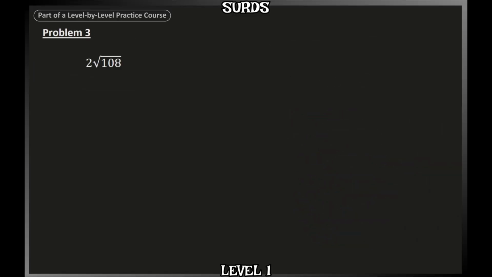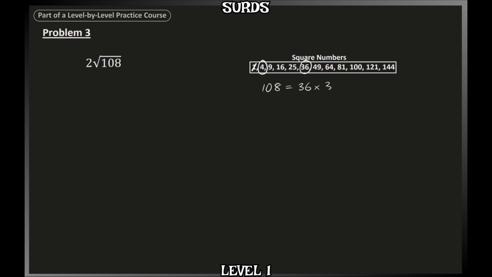In problem 3, we're simplifying 2 multiplied by the square root of 108. Again, looking at our list of square numbers greater than 1, we can see that 108 can be divided by 4, and it can also be divided by 36, because 36 times 3 is 108. Now that's quite a tricky one to spot, so we could have first started with 4, as we've done with the previous two examples, and then simplified again. I'm going to go with 36 here. So 108 is equal to 36 multiplied by 3.